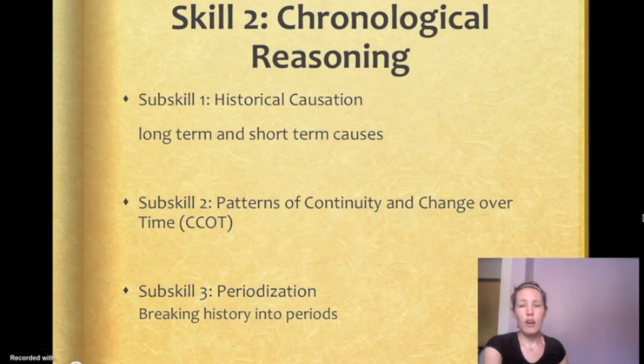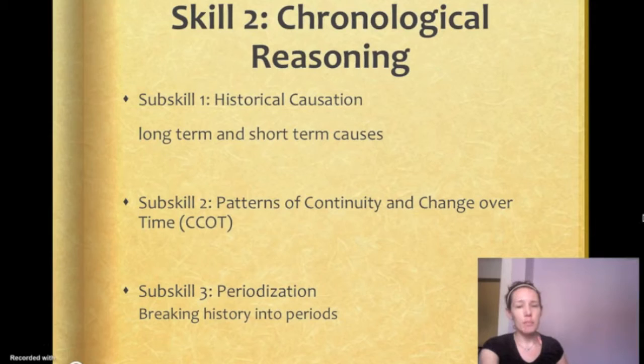Okay, the next is chronological reasoning. Okay, so again, there are a couple sub-skills that go into this. So the first is historical causation. So in other words, you need to be comfortable with discussing the different reasons why something happened.